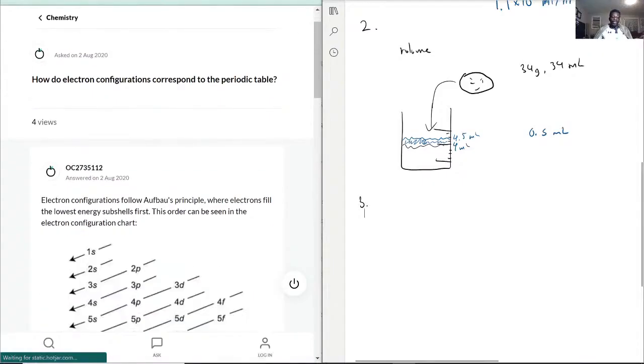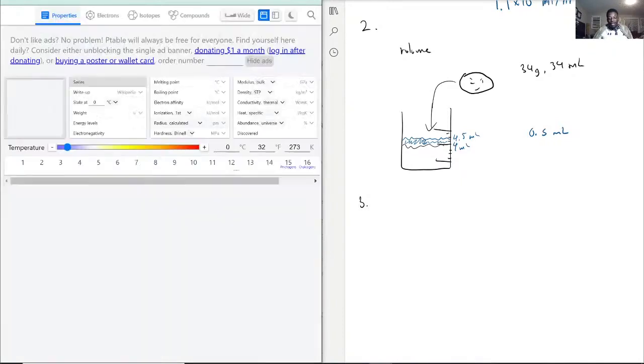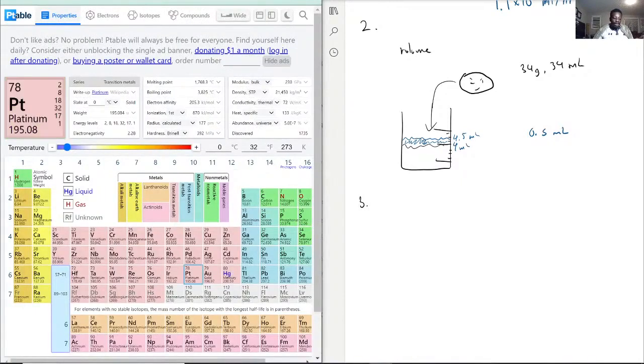How do electron configurations correspond to the periodic table? Me personally, I really like this question because, as you can see here, the way the electrons are configured is because, well, not because, they like to go in pairs. So there are 4 types of shells you know about.